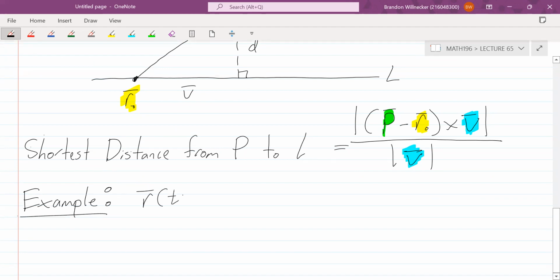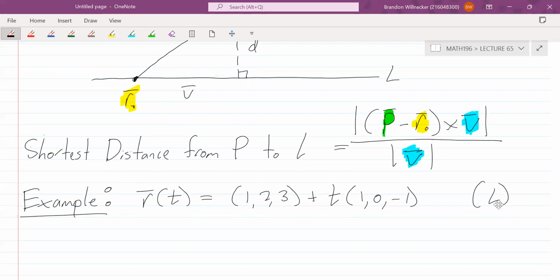Let's say R of t is given by (1, 2, 3) plus t times (1, 0, minus 1). So that's our line L. And P, let's say that is the point (2, 0, 1). So we've got our line R, we've got our point P. We want to find the shortest distance from P to L.